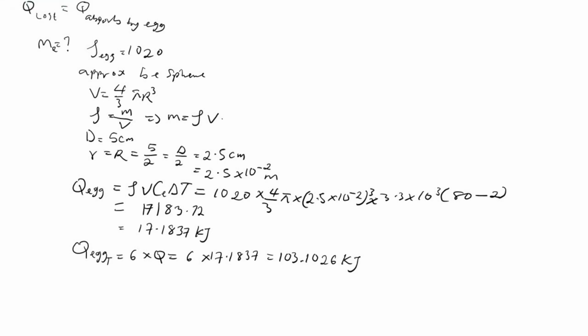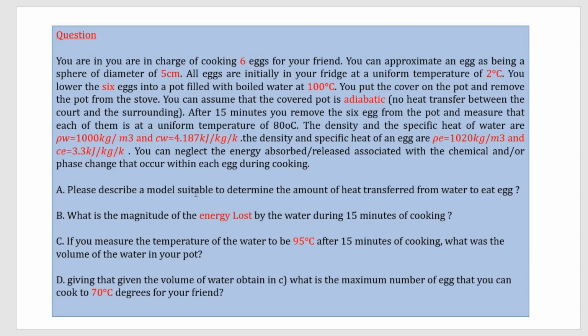So this is the total heat absorbed by the eggs, and we say that Q egg is equal to the Q water. So the heat lost by the water is 103.1026 kilojoules. So this is the answer to the B part of the question. So let's go to the C part.